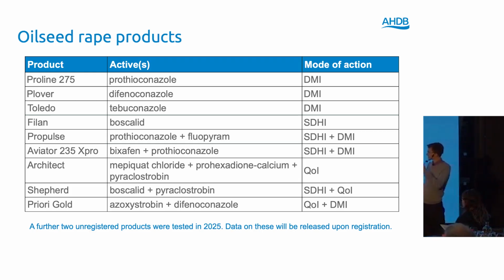Strobilurins are still quite active on oilseed rape, so we've got 2 picoxystrobin-based chemistries. That's Architect, picoxystrobin with a PGR element in it, effectively canopy. And then we've got Shepherd, which is a picoxystrobin co-form with Boscalid, so the SDHI co-form there. And finally, at the bottom of the list, Prairie Gold, an azoxystrobin plus the azole element, difenoconazole. There were 2 further products tested in the 2025 trials, but these are currently unregistered for use in oilseed rape, so the data on these will be released upon registration.